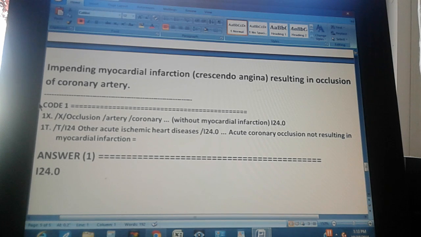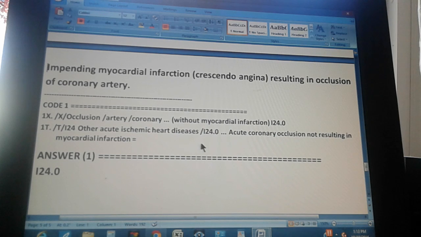I-24.0. Okay, we're going to check this code in the tabular. So the code through the tabular is checked like this. First you go to tabular. You start with I-24, which is under acute ischemic heart disease. Ischemic means that the flow of blood has stopped, for some reason, in this case, because there's an occlusion, right?